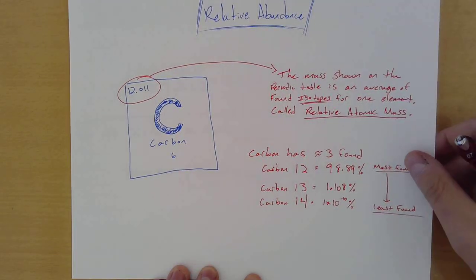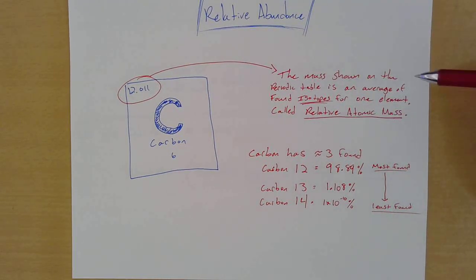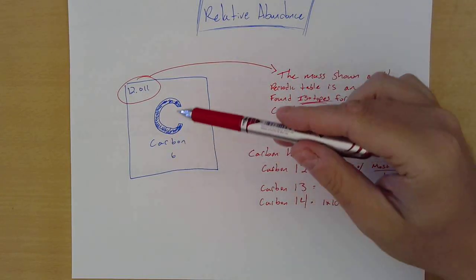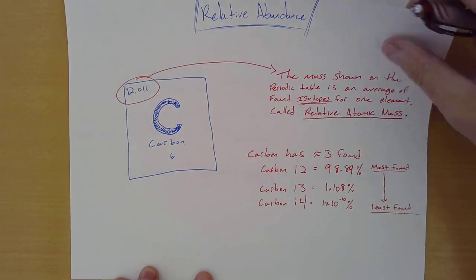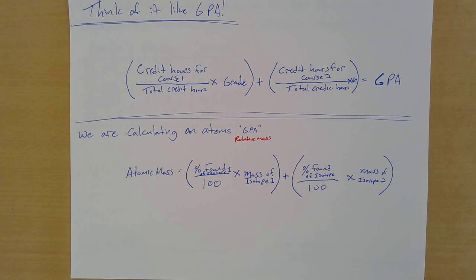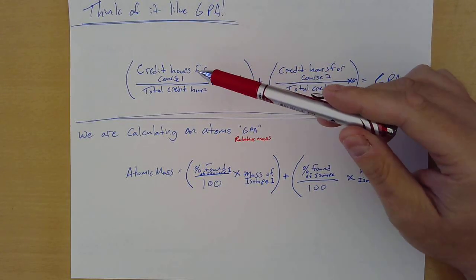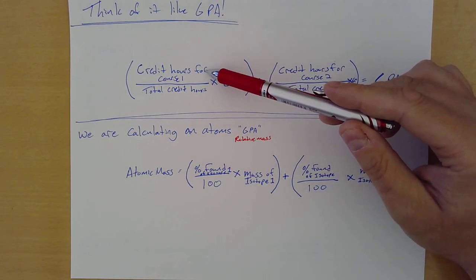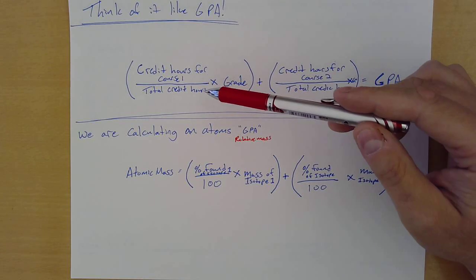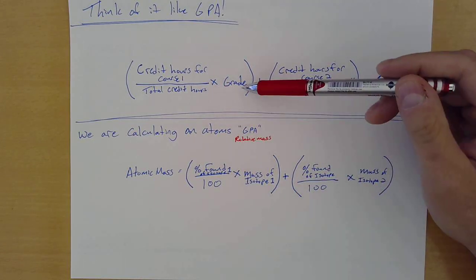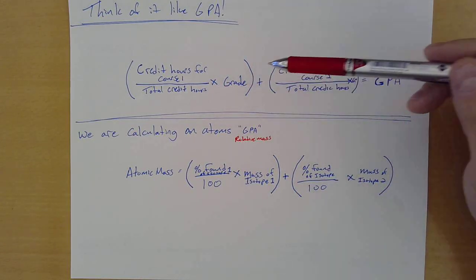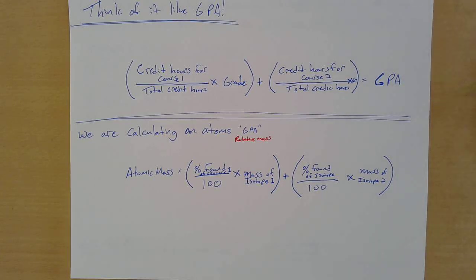Now, when we find this, we call it relative atomic mass, but really what we're saying again is that it's all the different types of isotopes. We can think about this almost like how our GPA is calculated. Our GPA is calculated by the course hours for that course, times its total credit hours, times the grade you got. We do that for every course, and that's how we find your GPA.